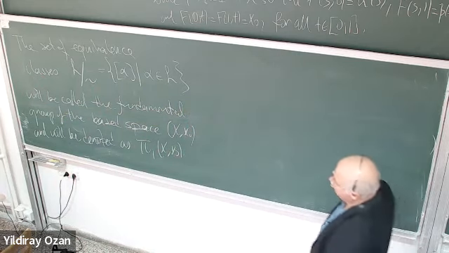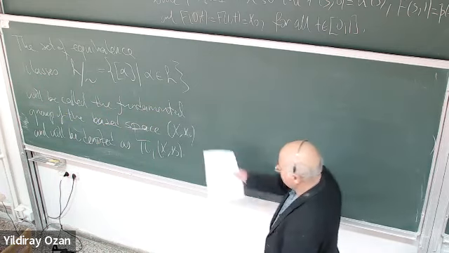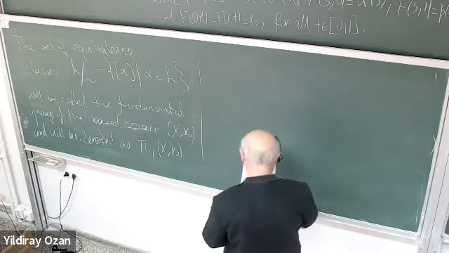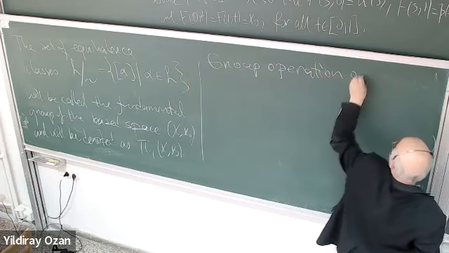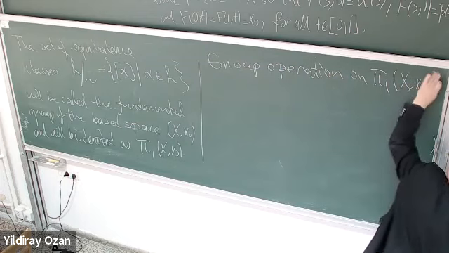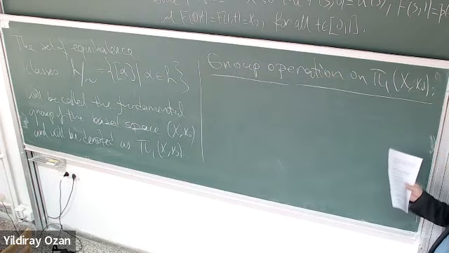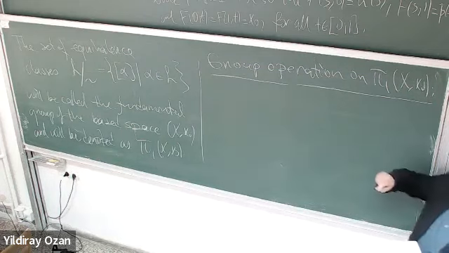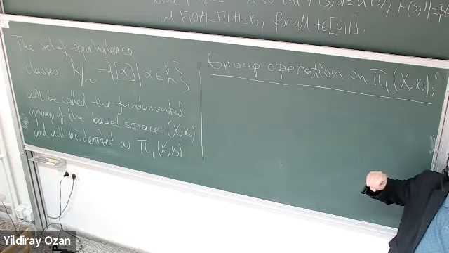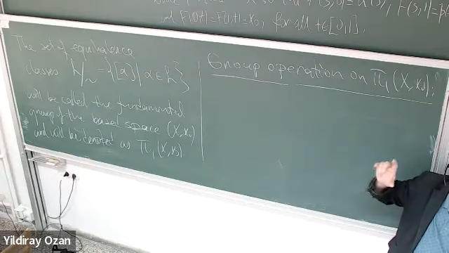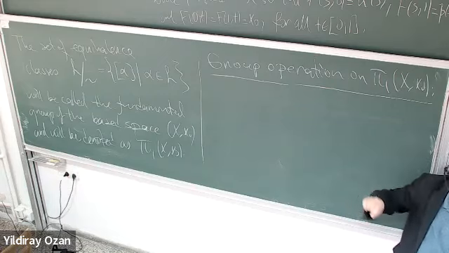Of course, first I have to define what is the operation, right? I said this is just a set, but I said it's a group, so I have to tell you the group operation. Okay, let's see that group operation on pi one x zero. I guess you can guess actually what the operation will be. You have one loop starting and ending at x0, and then you have another loop. What will be the composition or multiplication? You will just consider the composition. I'm not composition. You will put one loop just next to the other one. So you will first go along alpha, and then you will go along beta.